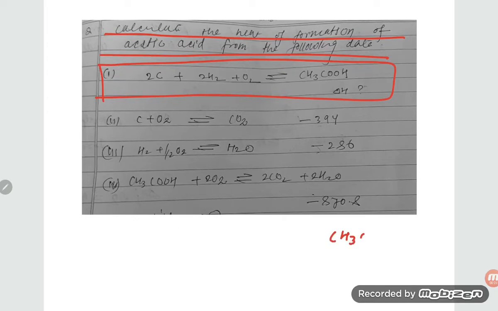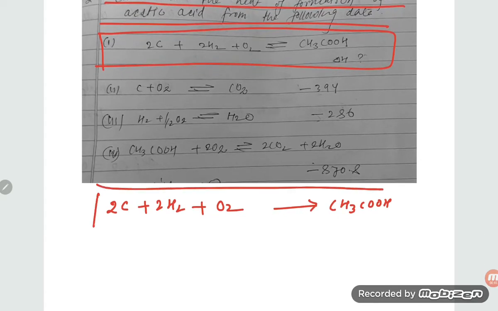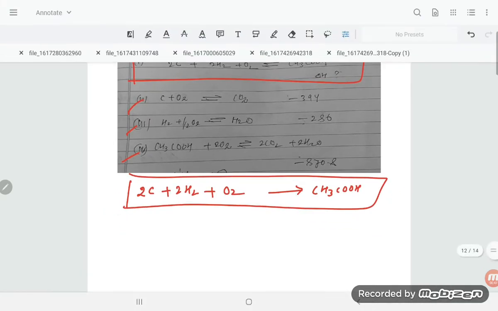If you talk about CH3COOH, from which elements is it going to form? That is 2 carbon, so 2C, and hydrogen, 4 hydrogen, that is 2H2, and 2 oxygen are there. So these are the elemental states, right? Now we have to use equations 2, 3, 4, and then frame out the equation.